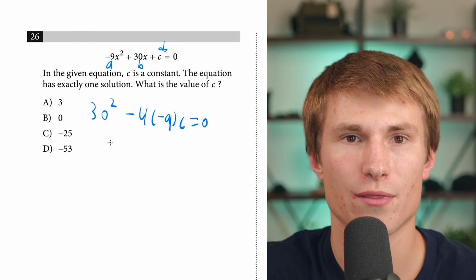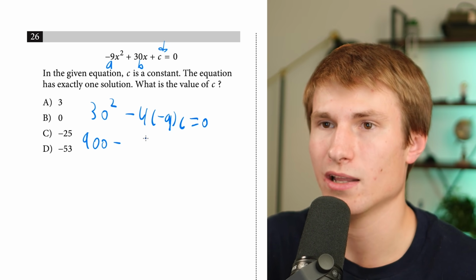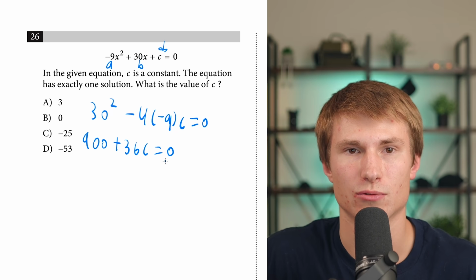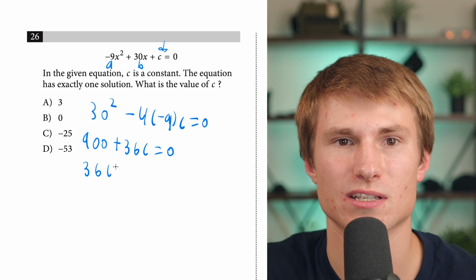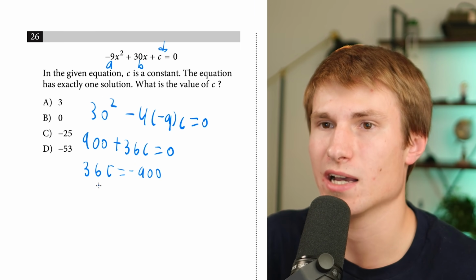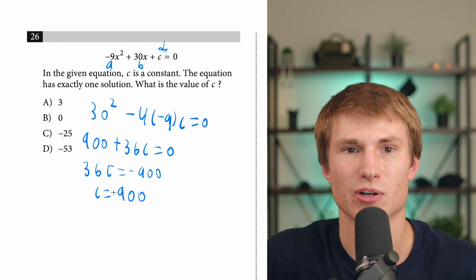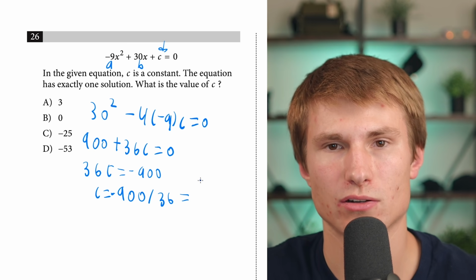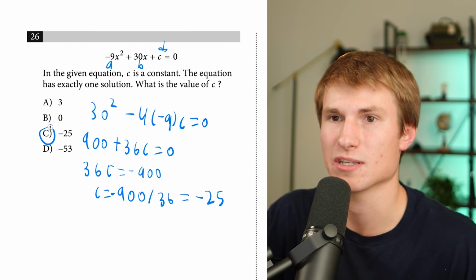equal 0. 30 squared is going to be 900, so we'll have 900 minus 4 times -9, which is going to end up being positive 36. So a positive 36c is going to equal 0. From here, we'll subtract 900 from both sides, and we'll end up with 36c is equal to -900. And then from there, we'll divide both sides by 36 to get that c is equal to -900 divided by 36. Now -900 divided by 36 is going to give us -25, so we know our value for c must be -25.